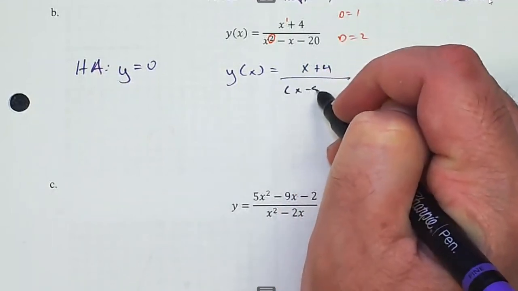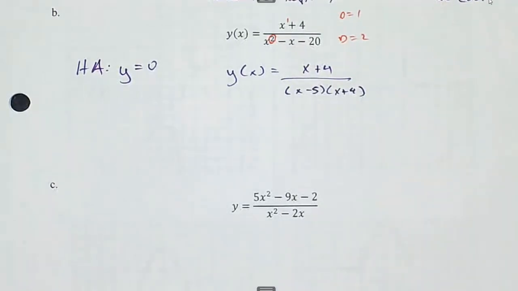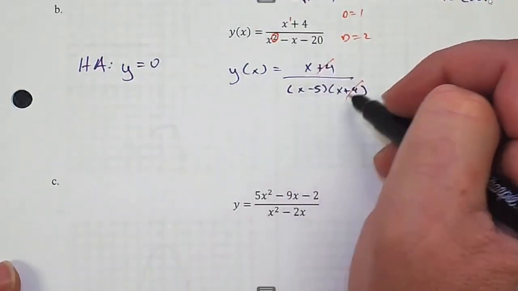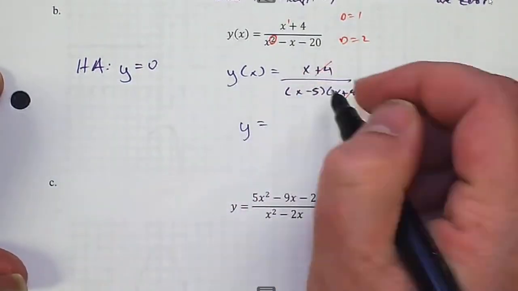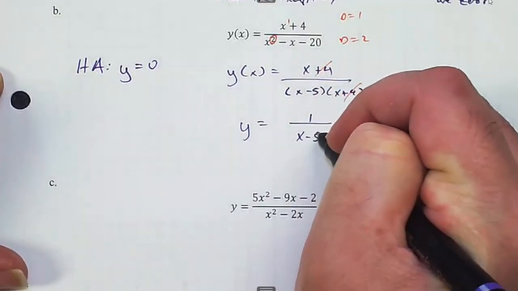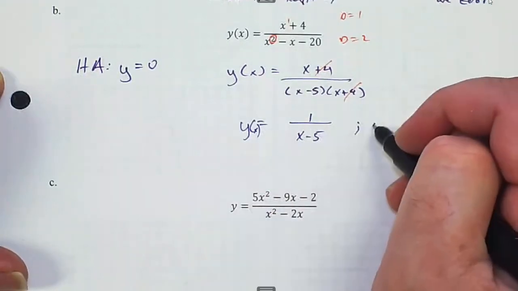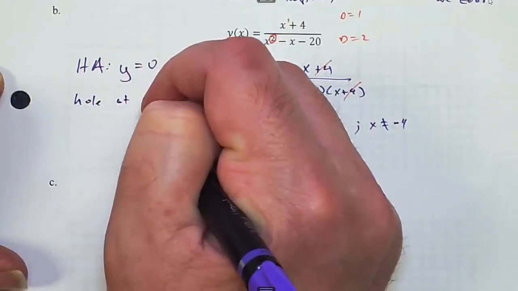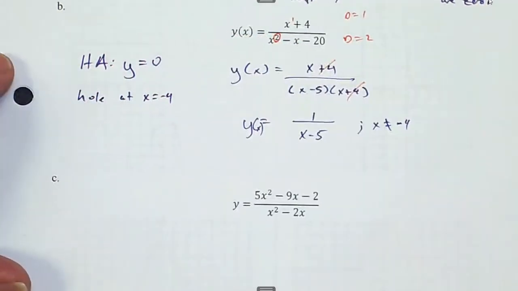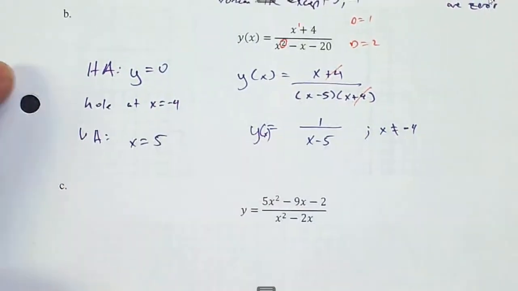This factors as x minus 5 and x plus 4. Unlike the last problem, you can see that we are going to have something cancel out. That means we're going to have a hole. We're going to have a hole at x equals negative 4 because I canceled out x plus 4. Technically, we would say that y equals 1 over x minus 5 with the exception that x cannot equal negative 4. So we have a hole at x equals negative 4. We have a vertical asymptote at x equals 5.